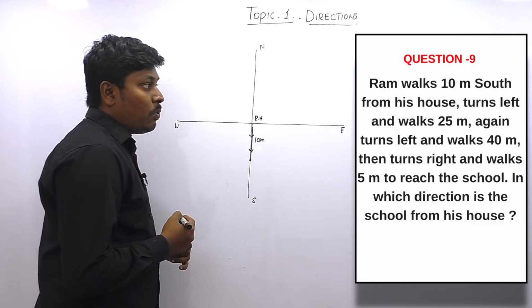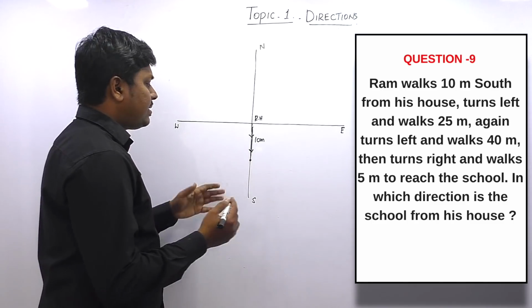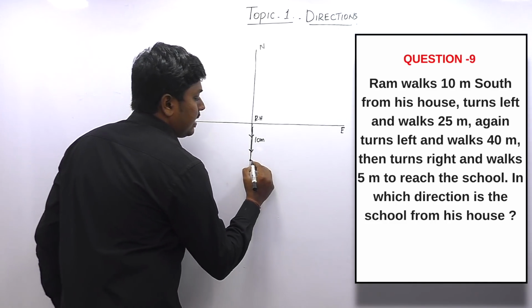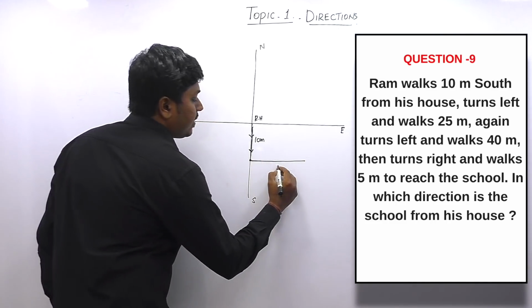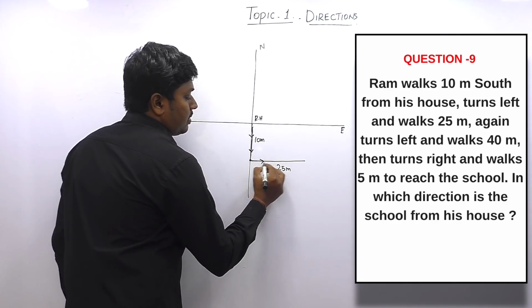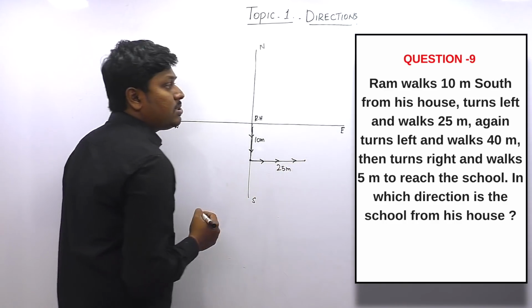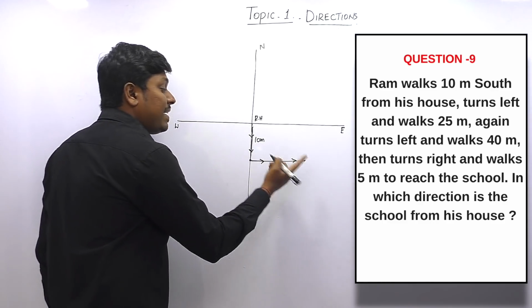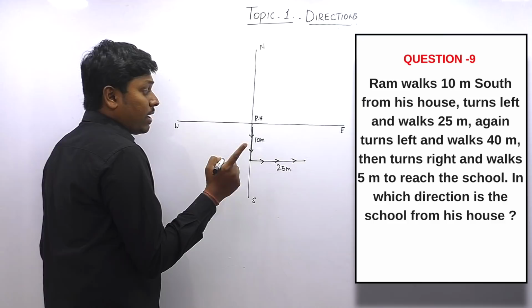And turn left and walks 25 meters, and he is turning left. So this will be right side and this will be left hand side. He is turning left hand side and he is walking 25 meters. And he will be at this point. And turns left and walks 40 meters. So from this point, he is taking a left turn and he is walking 40 meters.